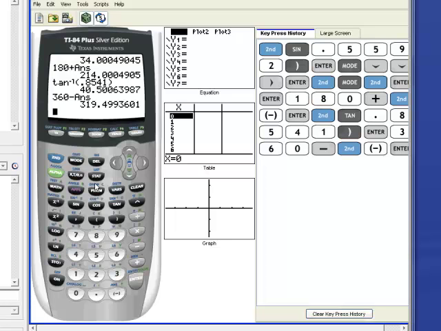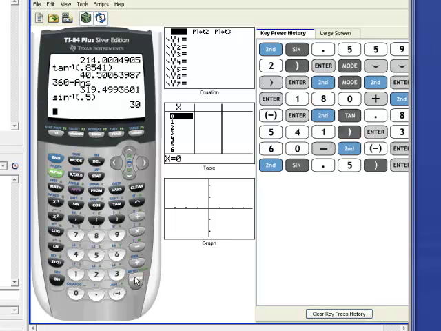Next one is sine theta equals negative 1/2 in quadrant 3. So we take inverse sine of 0.5. 30 degrees, we're in quadrant 3, so we add 180, which is 210. I saved myself the trouble of plugging it in here.